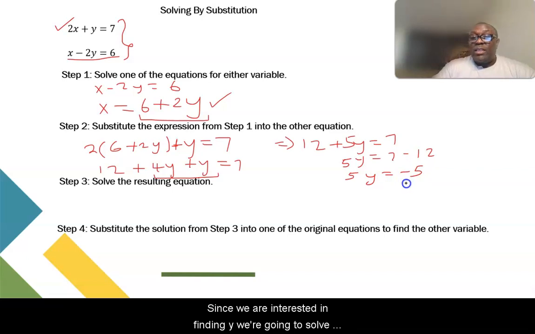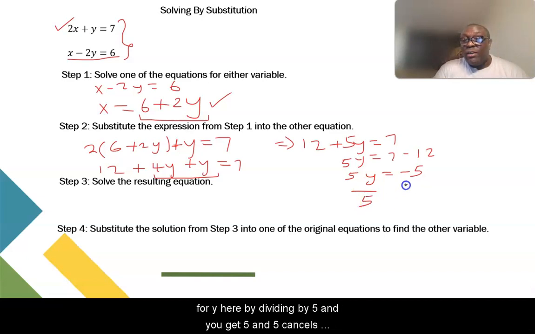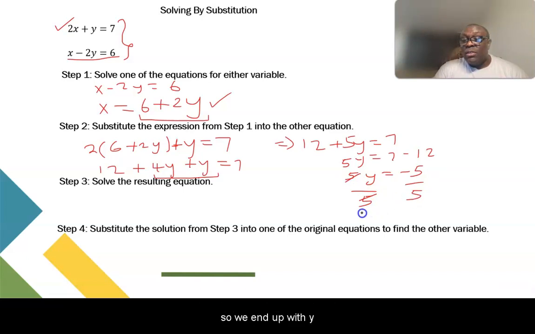Since we are interested in finding y, we are going to solve for y here by dividing by 5, and 5 and 5 cancel. So we end up with y, and then negative 5 divided by positive 5. Notice that the signs are different, so we are going to get a negative. So this is negative 1. So y equals negative 1 in this case.